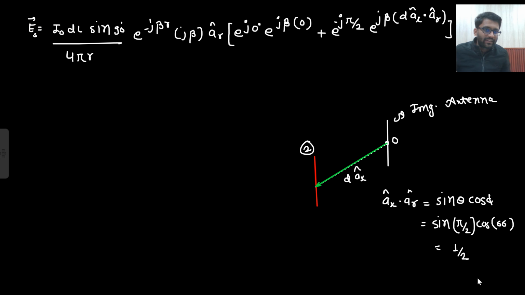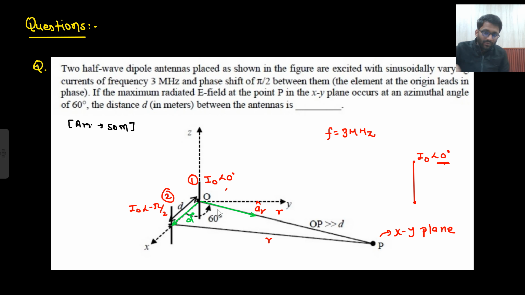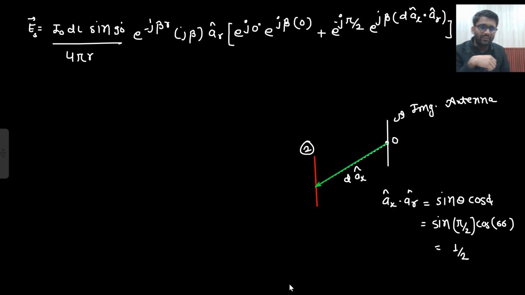And now there will be no minus sign. Why is there no minus sign? Because the angle is 60 degrees. It is not 120 degrees. If it was 120 degrees, then cos 120 would be negative, but cos 60 is half only. Okay, so this is the expression we are getting.